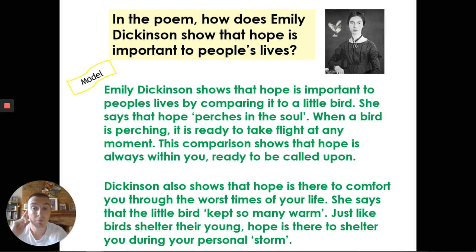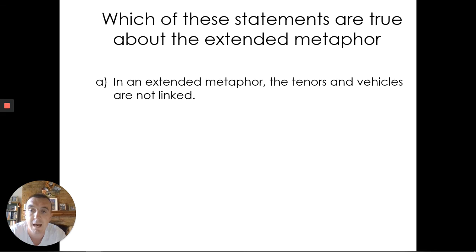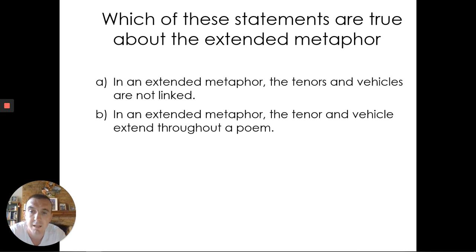You've got somewhere in your book you've written what tenor, vehicle, and ground mean. You've read through the poem. You've had a go at answering the question. And then once you've done that, let's have a look at our question. So which of these statements are true about the extended metaphor? A, in an extended metaphor, tenors and vehicles are not linked. B, in an extended metaphor, the tenor and vehicle extend throughout a poem.